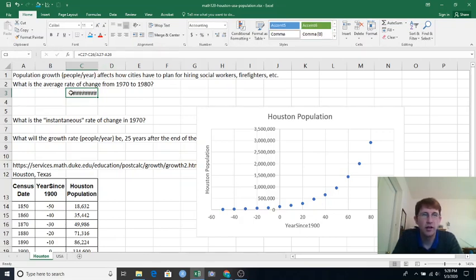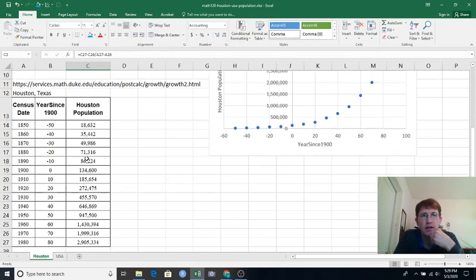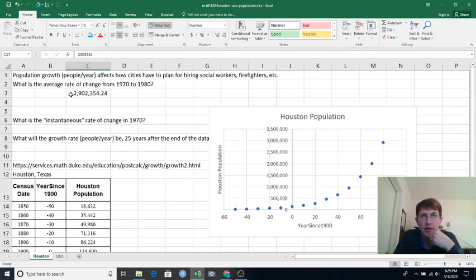If you ever get all hashtags in Excel, that just means that the column isn't wide enough to show the number that it's trying to show. And you can come up to the separator between the two columns, click and drag it farther over, and then it'll show you. The number's still there, you can still do calculations with it. But this is saying that Houston was growing at 2.9 million people a year from 1970 to 1980. Houston only had 2.9 million people in 1980, so growing by 2.9 million people a year seems a little outrageous.